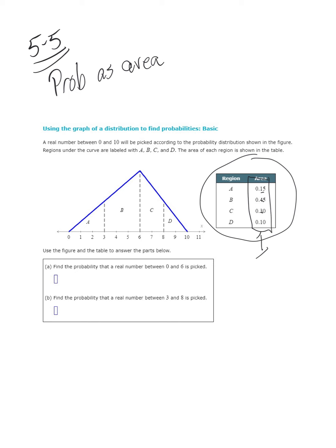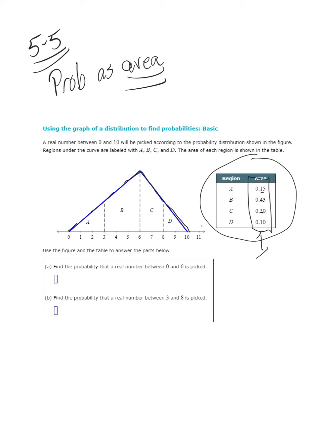So the area under this curve, or not a curve, but under this graph where these probabilities are graphed, this area right here is equal to 1. Okay, so that's what you need to understand.